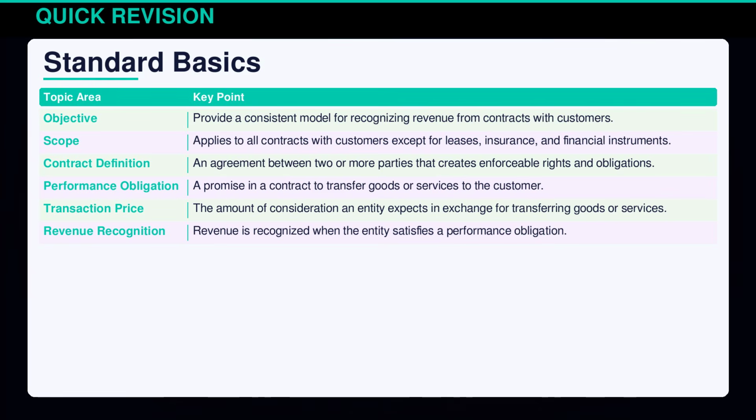606. Its objective is to standardize revenue recognition across industries. It applies broadly, with key exclusions like leases and insurance. Contracts create enforceable obligations, and each performance obligation must be distinct. The transaction price is what the company expects to receive. Revenue recognition aligns with fulfilling these obligations, ensuring clarity and consistency in financial reporting.